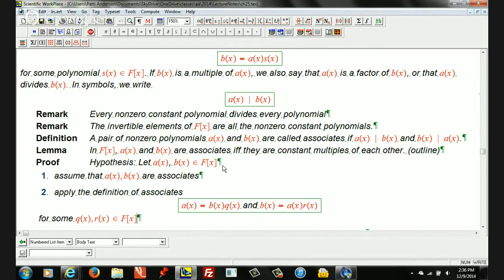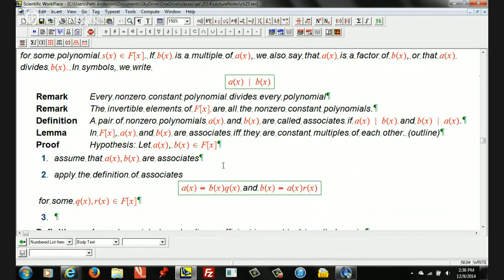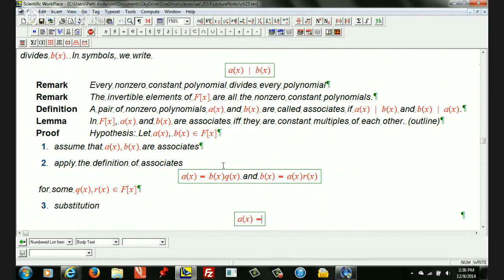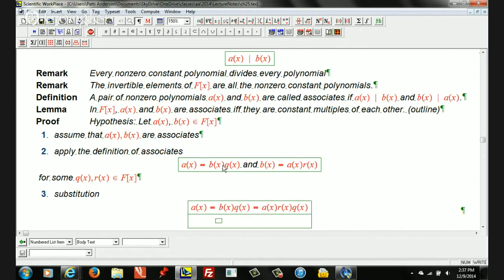And then what did they do? They did substitution, right? I forget which one they substituted for, but we're going to substitute for B of X. So that's going to be equal to A of X, R of X, Q of X. But then what does that tell you? That R of X, Q of X is equal to 1.